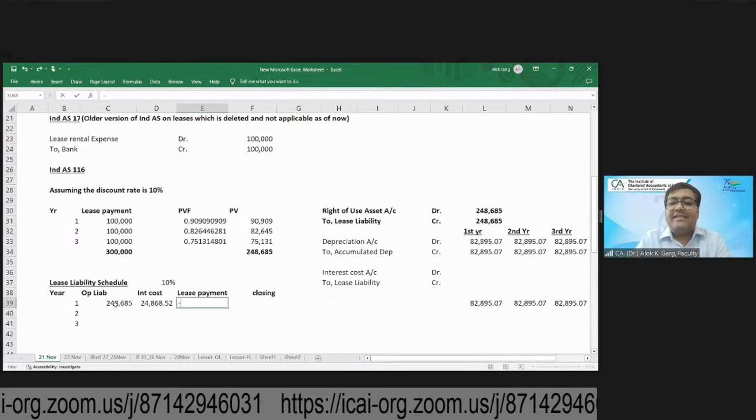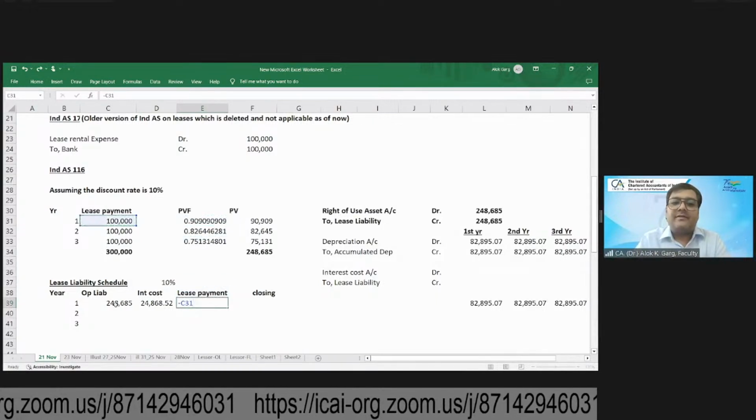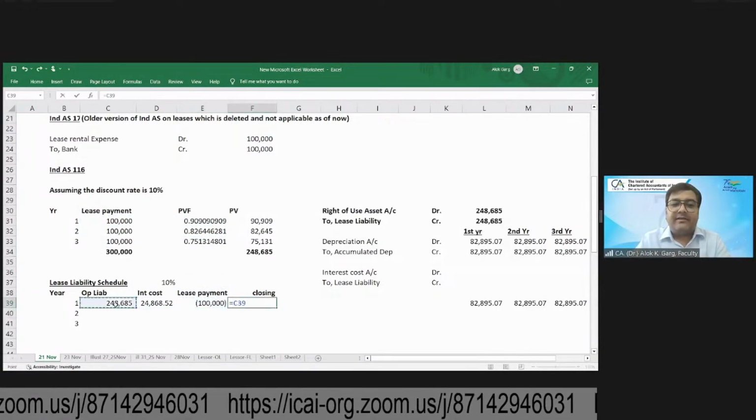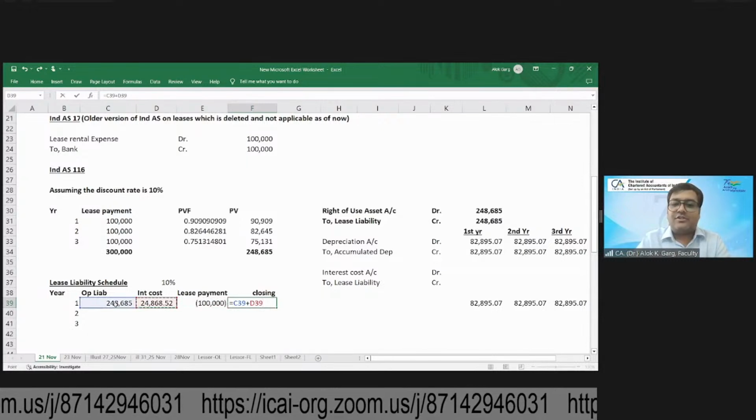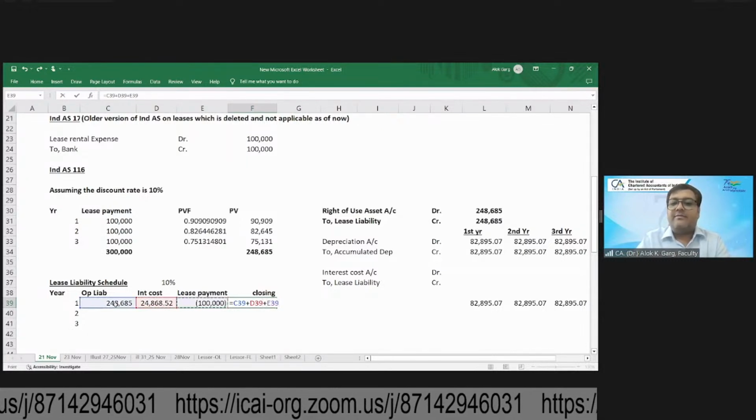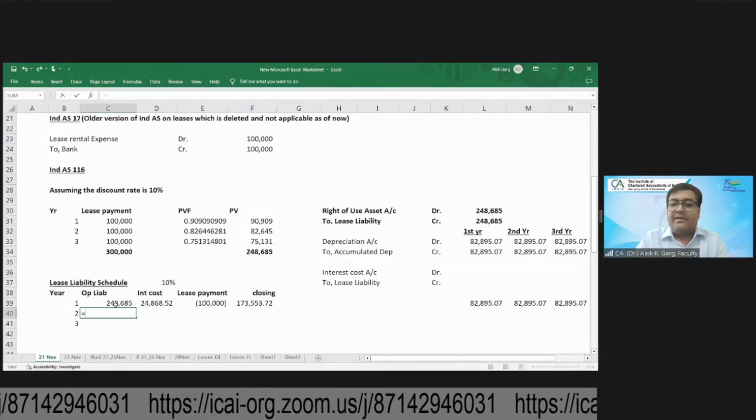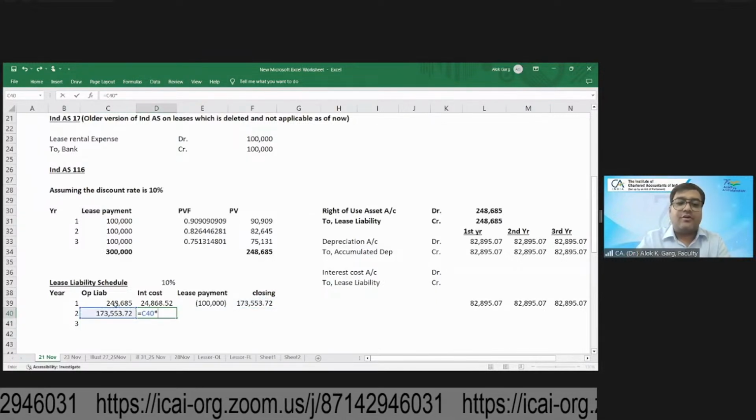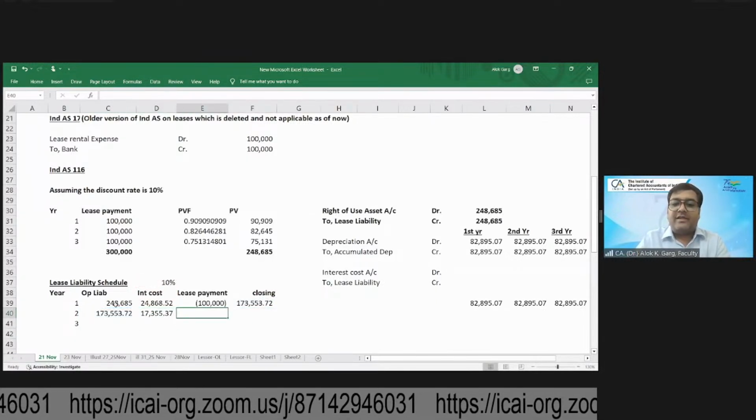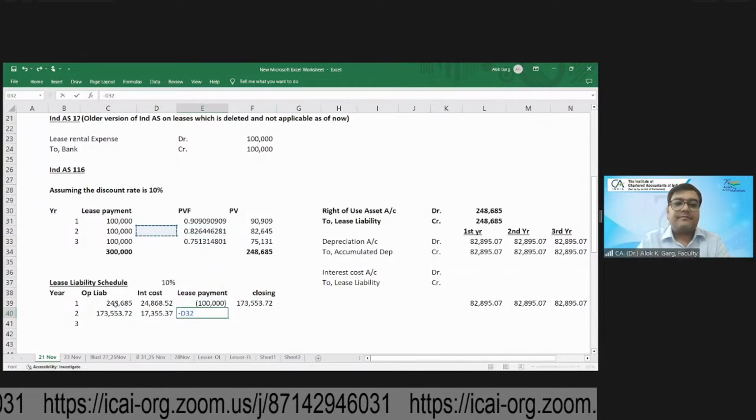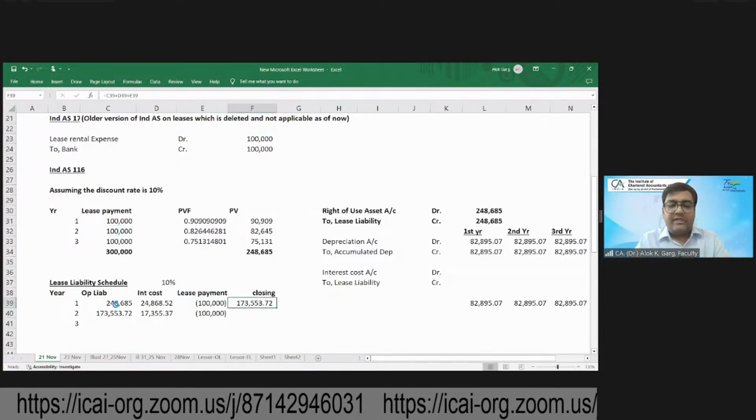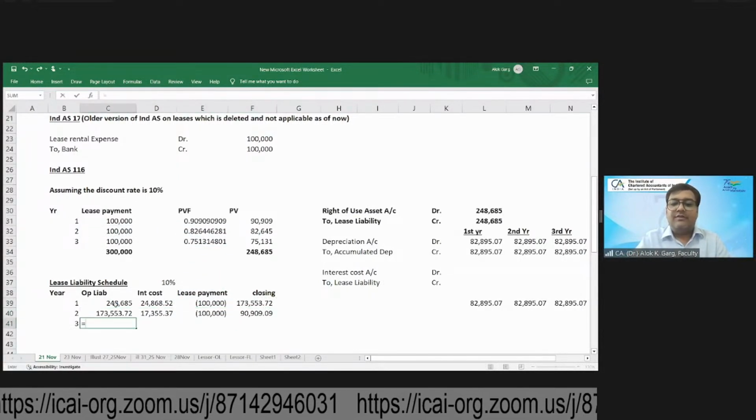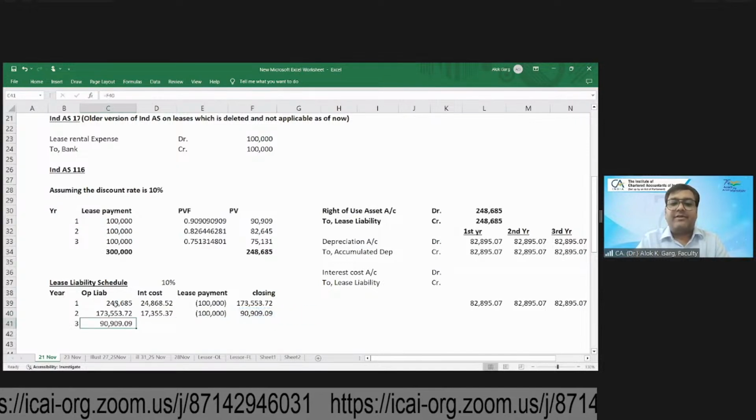And you have to make a lease payment. Correct. What is your closing liability? Opening liability plus interest cost minus lease payment. Next year it will become your opening. You have to create an interest cost, you have to make a payment, and you will get a closing liability. This will become your opening liability at the beginning of the third year.